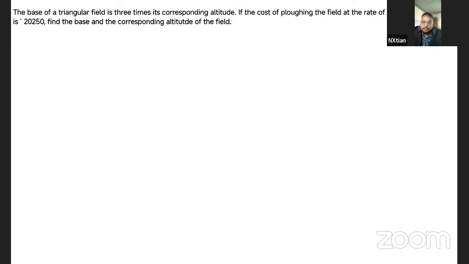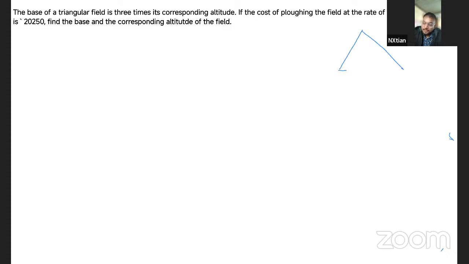So who can do it? Who can do it? Hannah is raising hand. Hannah? The altitude is height, right? Yeah, altitude is height. Perpendicular height. Hannah is saying, I am not able to do this question.